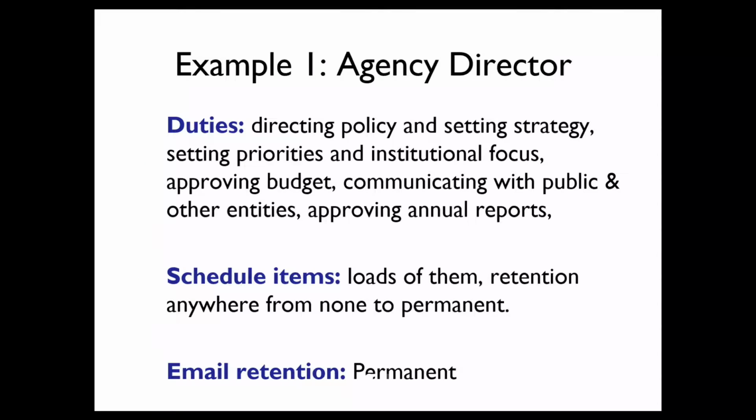So I'm going to show a couple examples here. First one, this is a pretty easy one. This is a hypothetical agency director, and I just pulled some examples from a general schedule here. So you could say their duties involve directing policy and setting strategy, setting priorities and institutional focus, approving the budget, communicating with the public and other entities, and approving annual reports. And again, I always forget to remove that extra comma there. But this could go on. These are a smattering of things. This person's duty could cover a whole lot of different items in the schedule, with retention all over the board. So really, in this case, anywhere from nothing to essentially permanent.